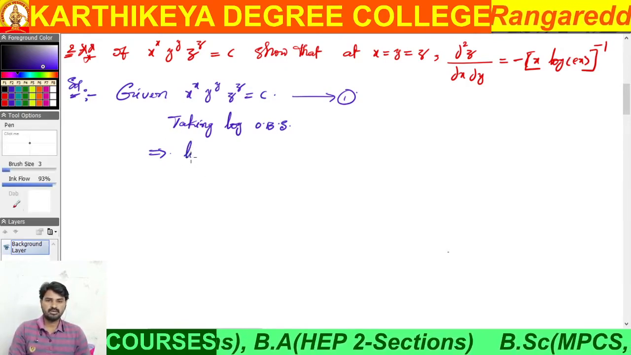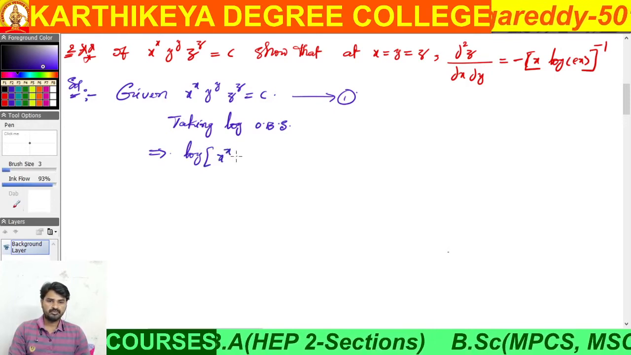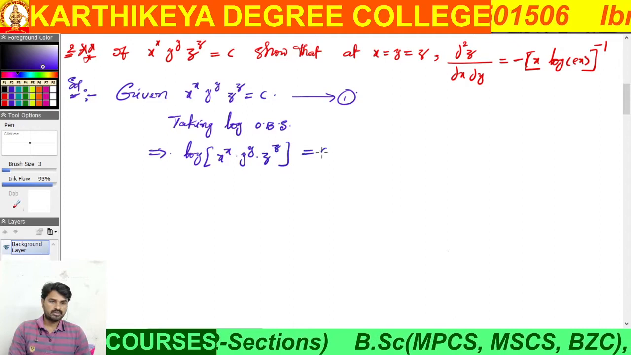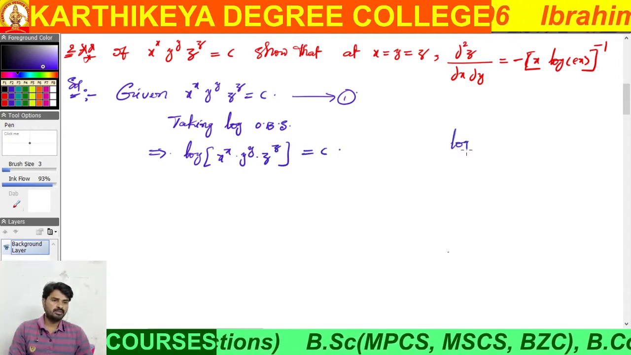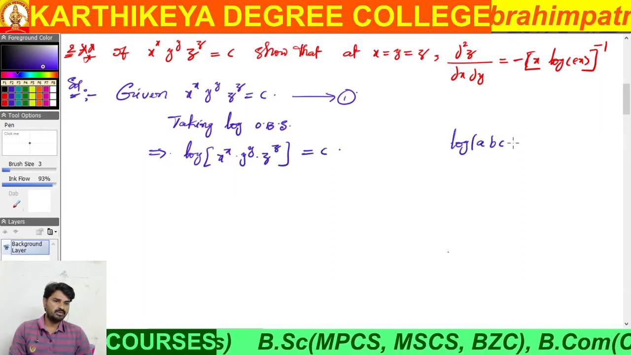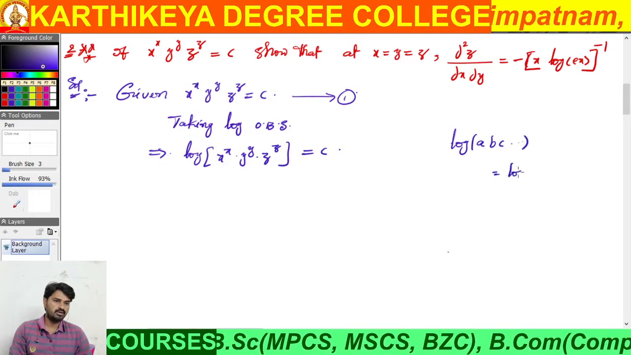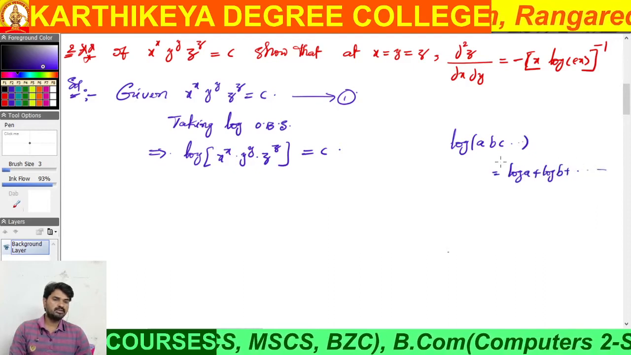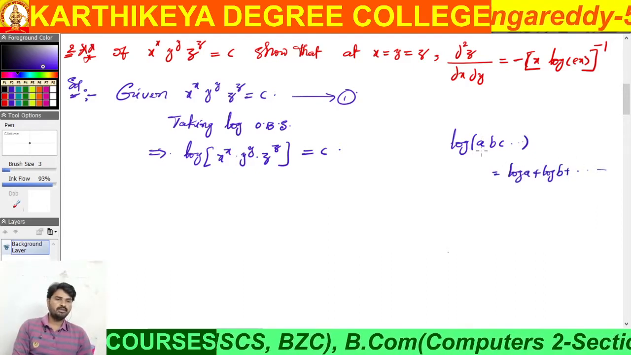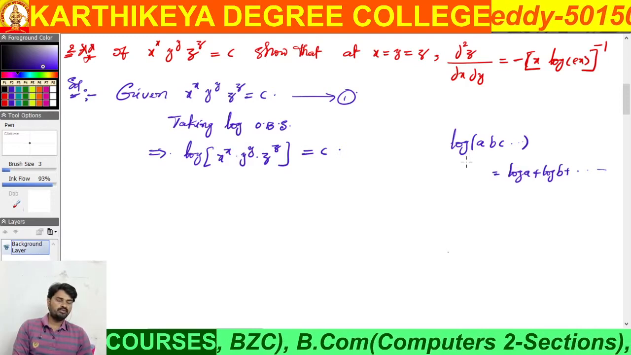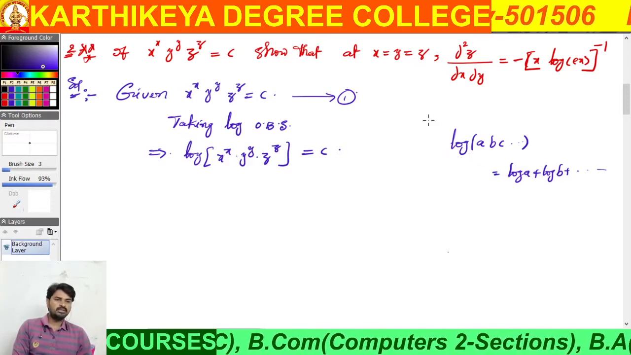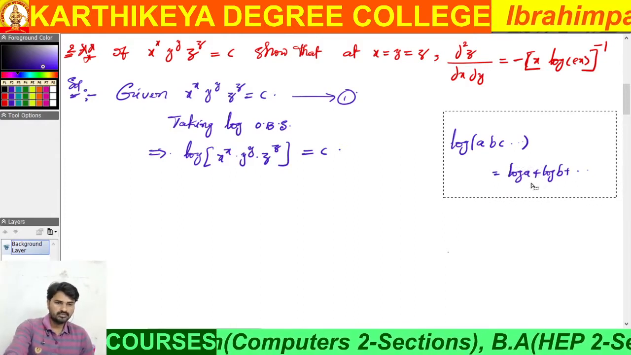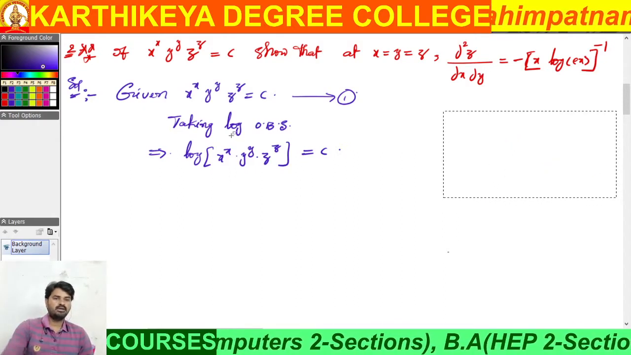So that means log of x to the power of x into y to the power of y into z to the power of z is equal to c. Also we have the formulas of logarithm, log of a into b into c and so on, we can write log a plus log b plus and so on. If a logarithm has a product of functions, we have to split the logarithm, and the product will turn into addition. Okay, that is the basic formula of logarithm.